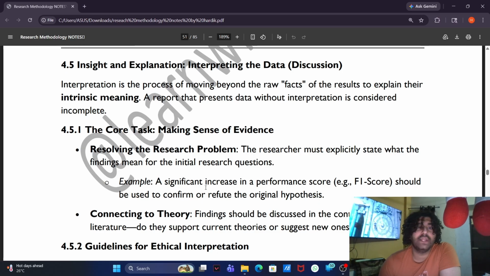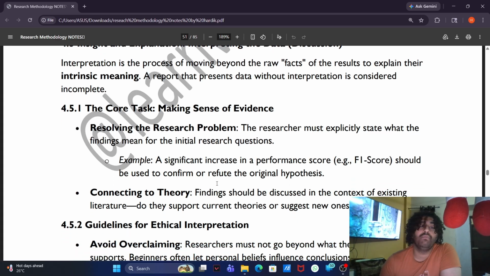Next topic, insight and explanation, interpreting the data. Interpretation is a process of moving beyond the raw facts of the results to explain their intrinsic meaning. A report that presents data without interpretation is considered incomplete. The core task: making sense of evidence.